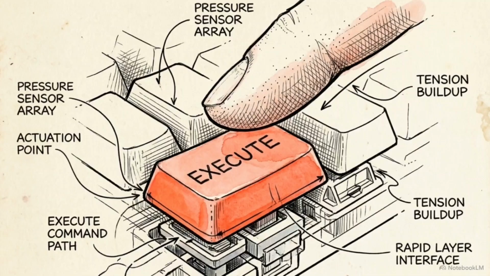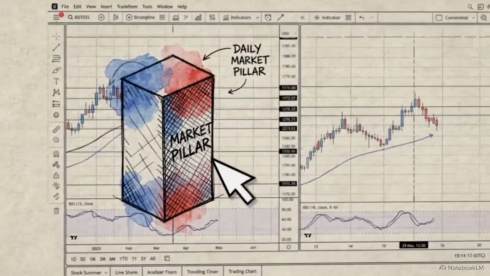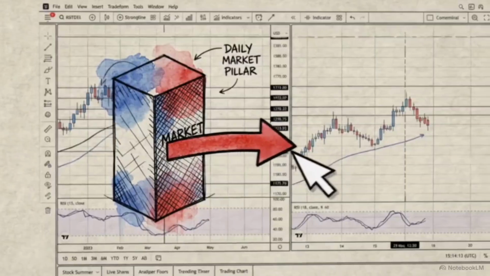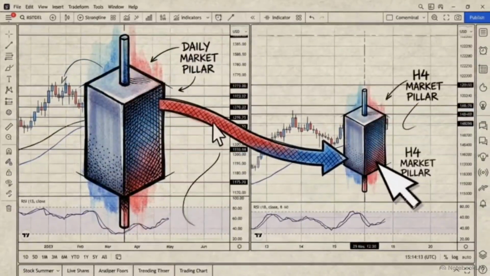High-probability setups never actually originate on the time frame where you pull the trigger. The entries you take on a 3-minute chart are simply the terminal endpoints of a much larger sequence. To eliminate the false signals generated by lower timeframe noise, we have to chain technical logic across multiple, distinct timeframes.